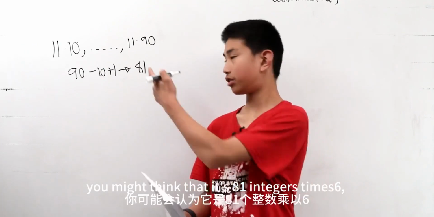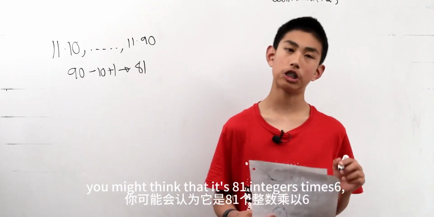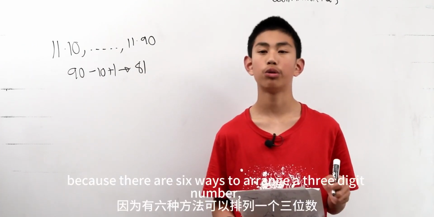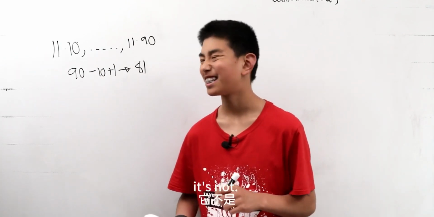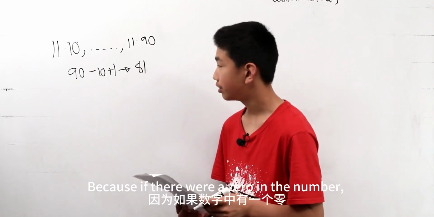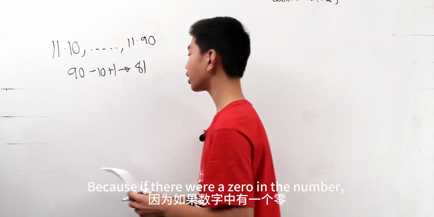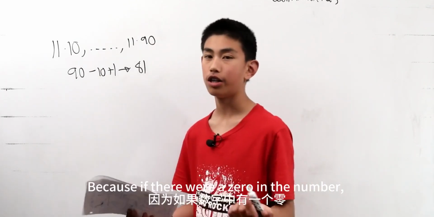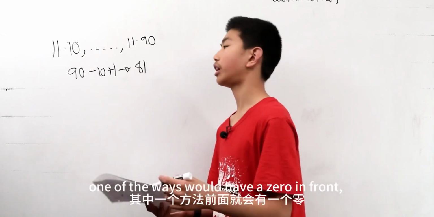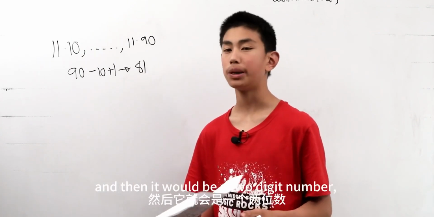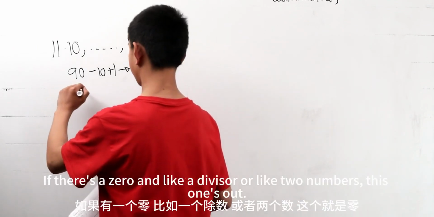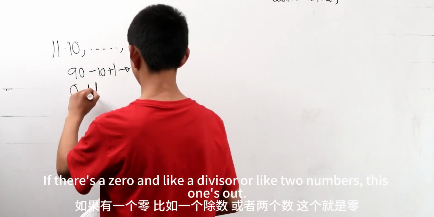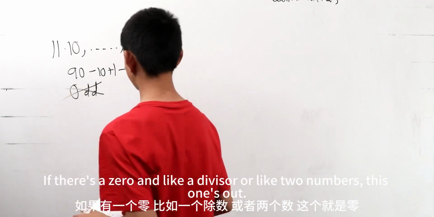You might think that it's 81 integers times 6, because there are 6 ways to arrange a 3-digit number, but no, it's not. Because if there were a 0 in the number, one of the ways would have a 0 in front, and then it would be a 2-digit number, not a 3-digit number. So if there's a 0 and a divisor, this one's out.